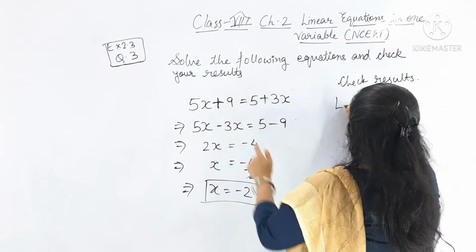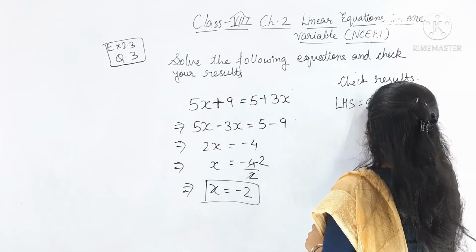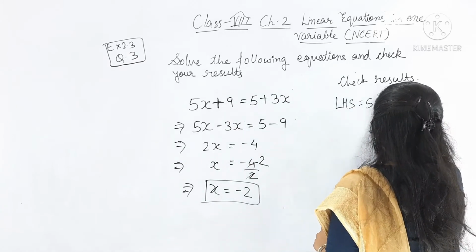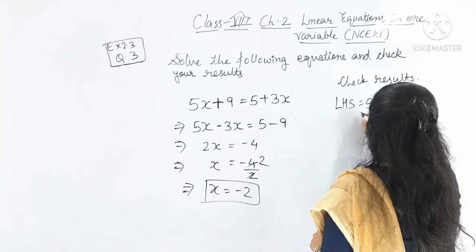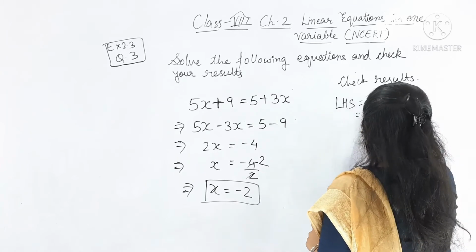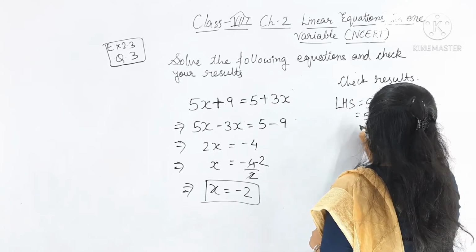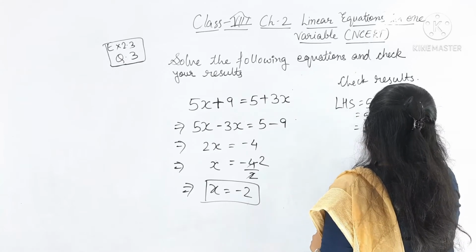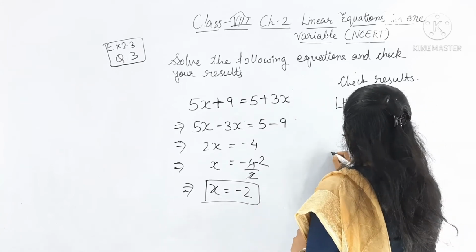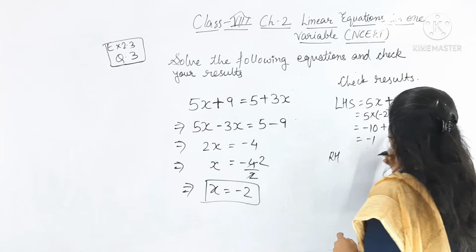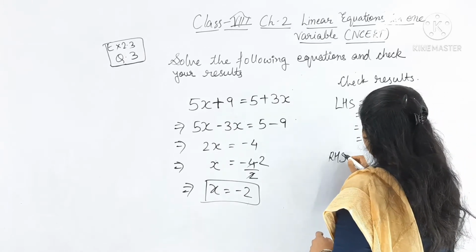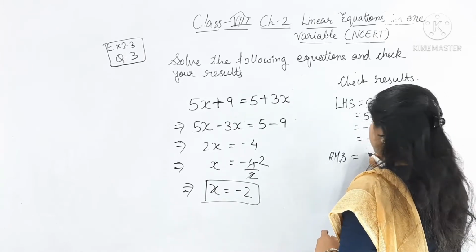So here LHS is equal to 5x plus 9. 5 into minus 2 plus 9 equals minus 10 plus 9, that is minus 1. 10 minus 9 is 1, and we have to put the sign of the larger number, right?